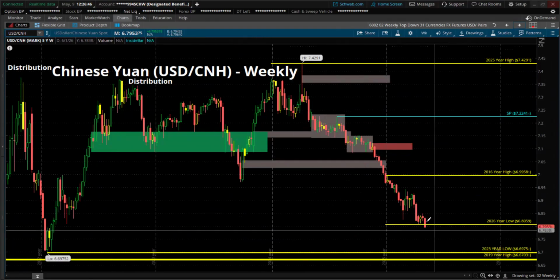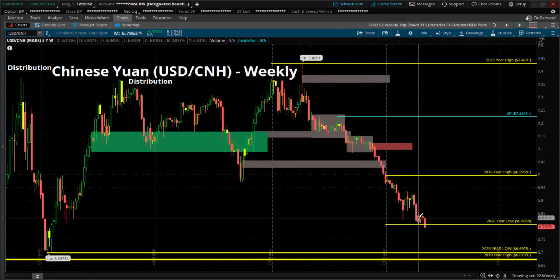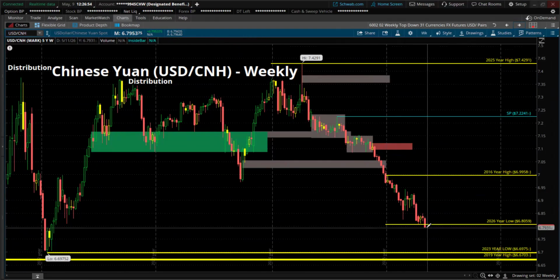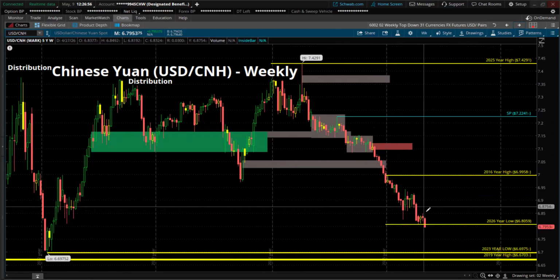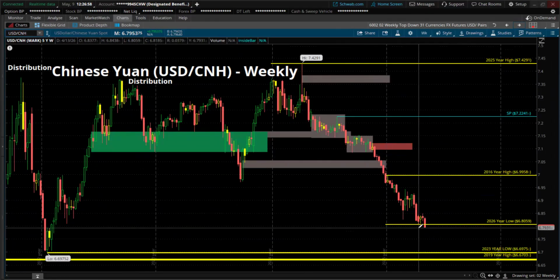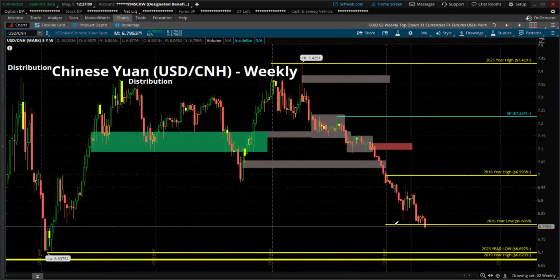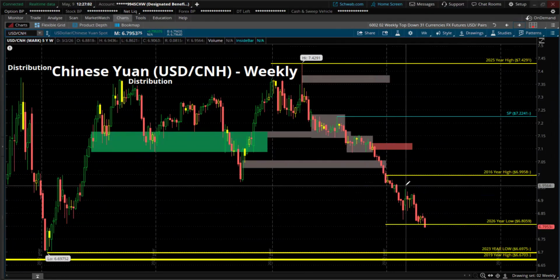So this past week made a new low for the year. That's the US dollar weaker against the Chinese yuan. Yep, the Chinese yuan broke that swing low, new low for the year, giving strength to the Chinese yuan.